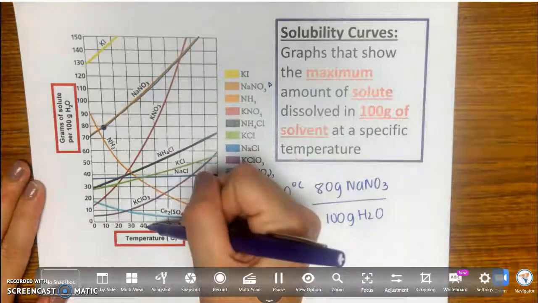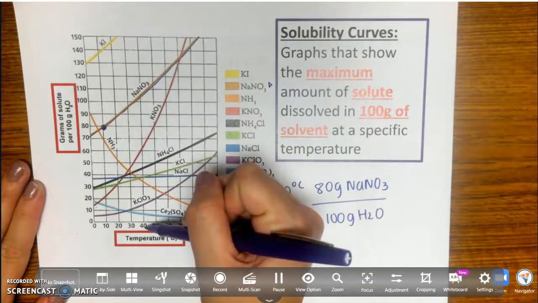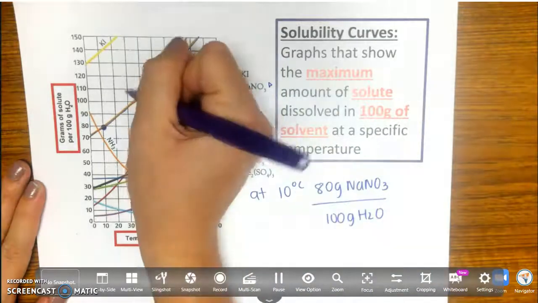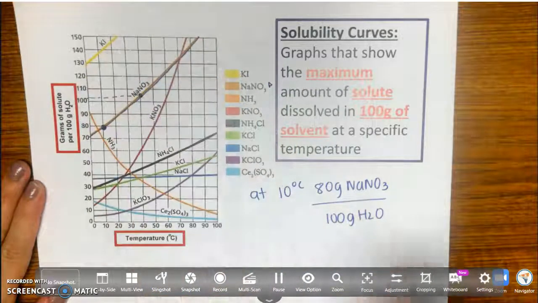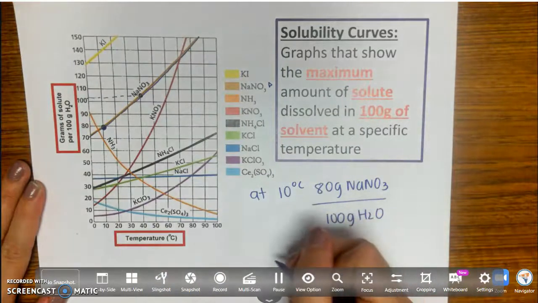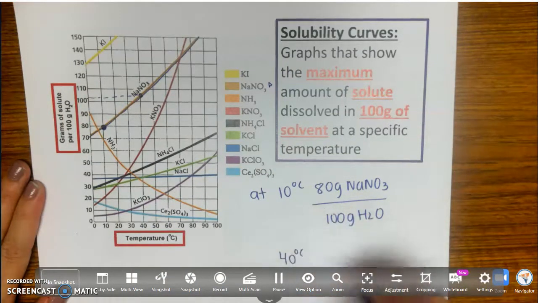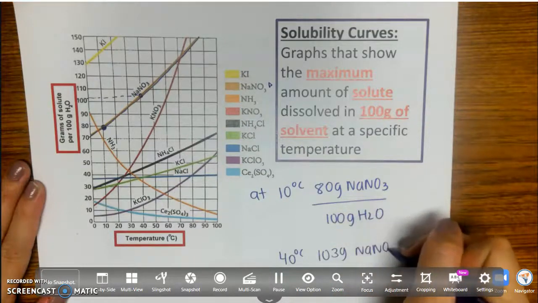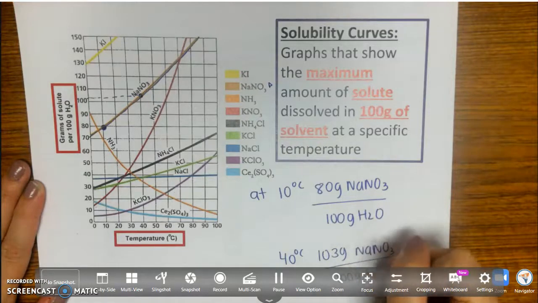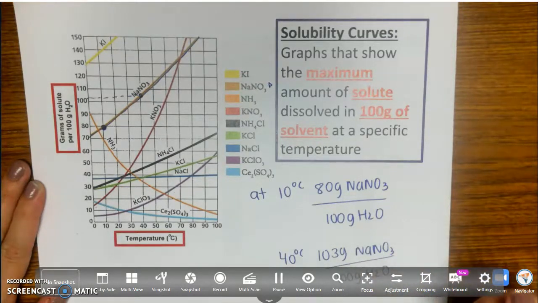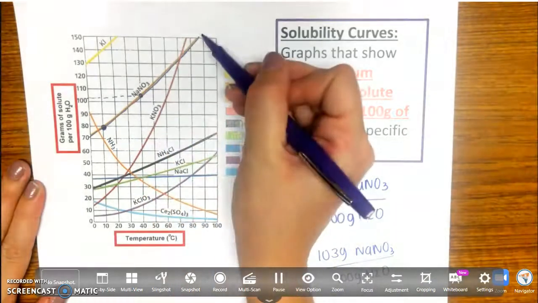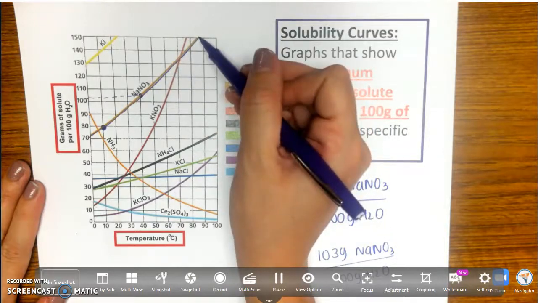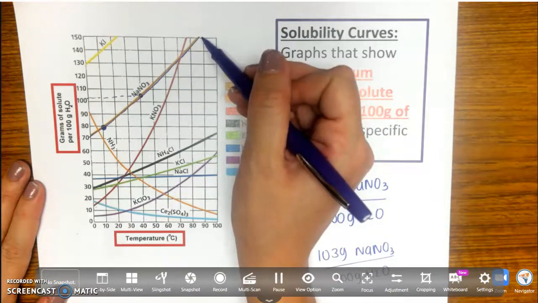If it was 40 degrees, and this is the same graph that's in your notes, 40 degrees, sodium nitrate's like right here. And so that is a little less than 105. You don't have to read these exact, that's like 103. So I can have 103 grams of sodium nitrate dissolved in 100 grams of water at 40 degrees. And so you can see sodium nitrate increases the solubility. As the temperature goes up, you can dissolve more solute. That is the case for most things.